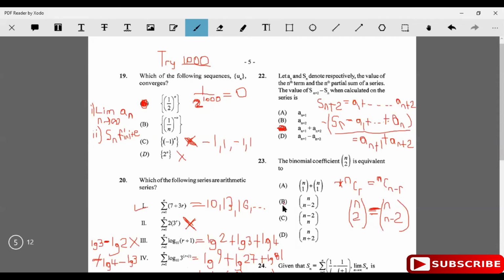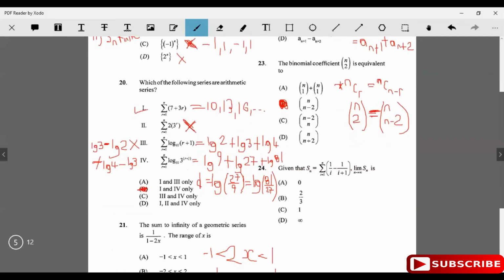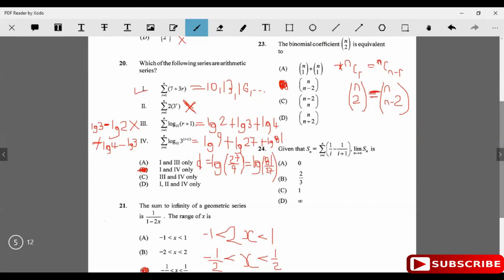By just remembering that one fact, n choose r is equal to n choose n minus r, that's question 23. Question 24 is asking for the limit as n goes to infinity of the sum. First we have to use the method of difference to find what the sum is, before we can evaluate the limit.